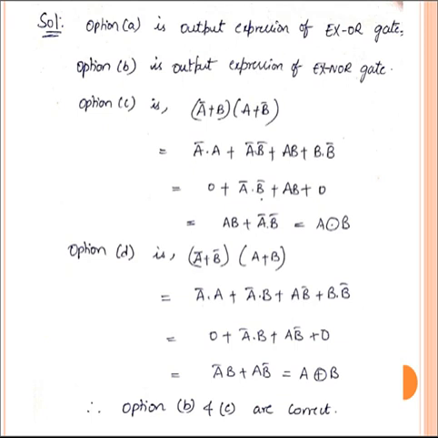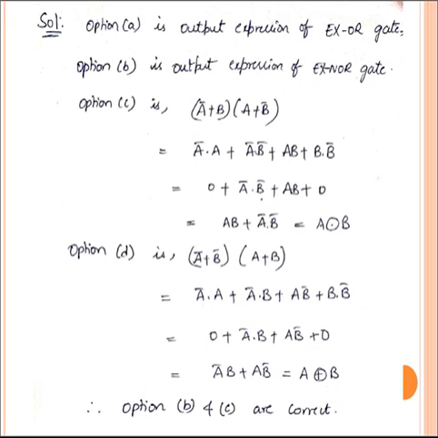Okay, next, see the fourth option they have given. Option D is A bar plus B bar into A plus B. Repeat the same procedure, multiplying the terms: A bar into A plus A bar into B plus A into B bar plus B bar into B. We know the relation that A into A bar is 0. So 0 plus A bar B plus AB bar plus 0. So the final expression is A bar B plus AB bar, which is nothing but the output expression of an XOR gate, that is A XOR B.